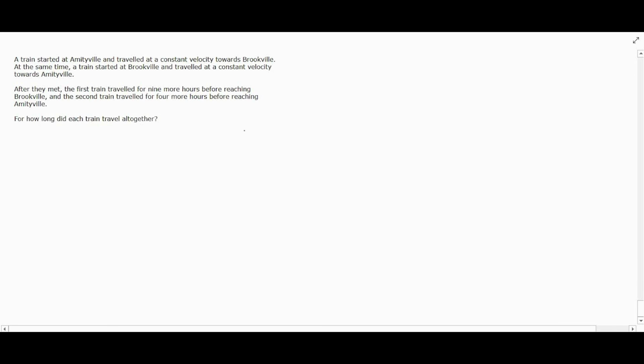I think the best way to start would be to just set up a diagram to understand kind of what's going on. We can represent the two cities as A and B, and now it's time to trace out the journeys. So I'll represent the path of train 1 in red and train 2 in blue. So train 1 started from A and went to B, and it traveled some distance.